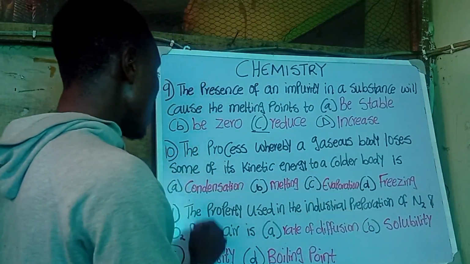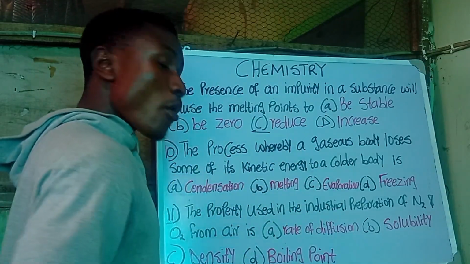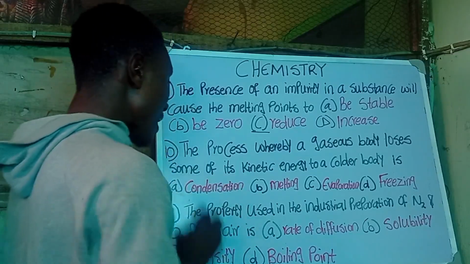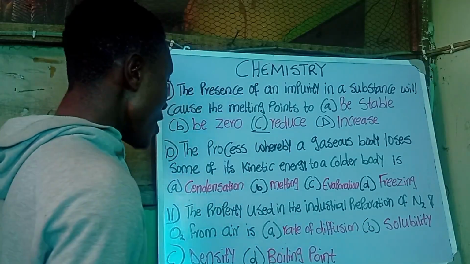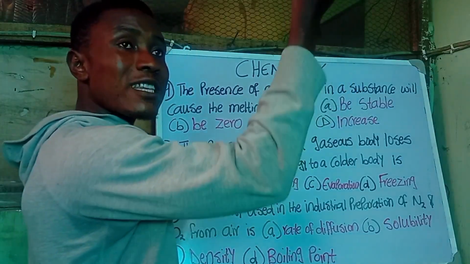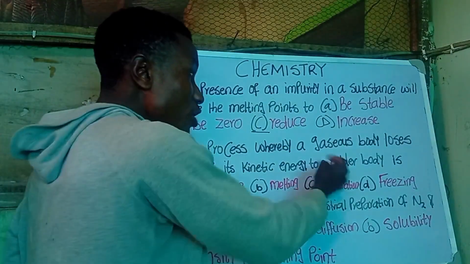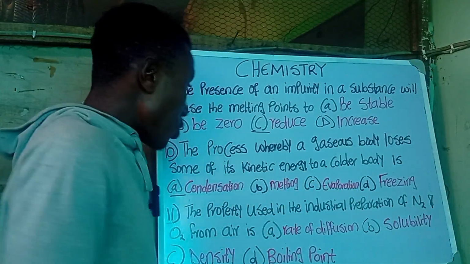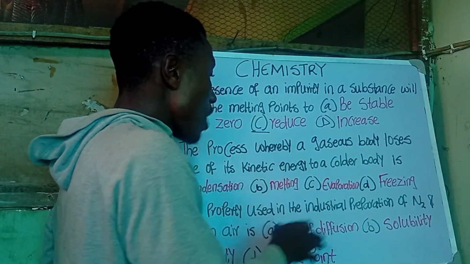Question number 10, it says the process whereby a gaseous body loses some of its kinetic energy to a colder body is A, condensation, B, melting, C, evaporation, and D, freezing. The correct answer here is condensation. They lose some of their kinetic energy, and they tend to fall down. Condensation. And it doesn't just fall down, it loses kinetic energy to a colder body. Condensation.